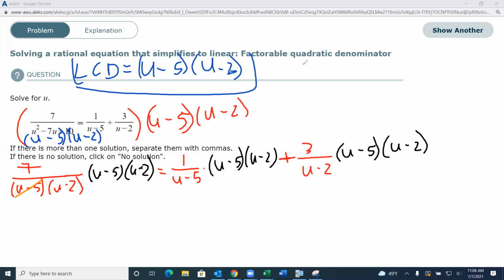And for the purpose of canceling away all of these denominators. So what are we left with? Well, on the left side of the equation, 7. Cool. On the right side, we get 1 times u minus 2 is u minus 2. And then 3 times u minus 5 is 3u minus 15.